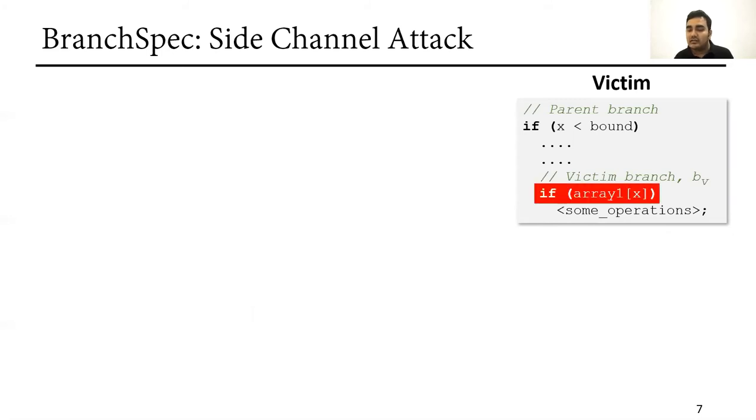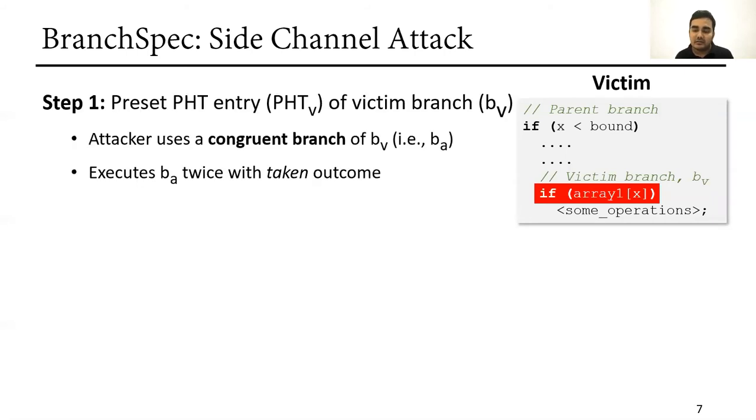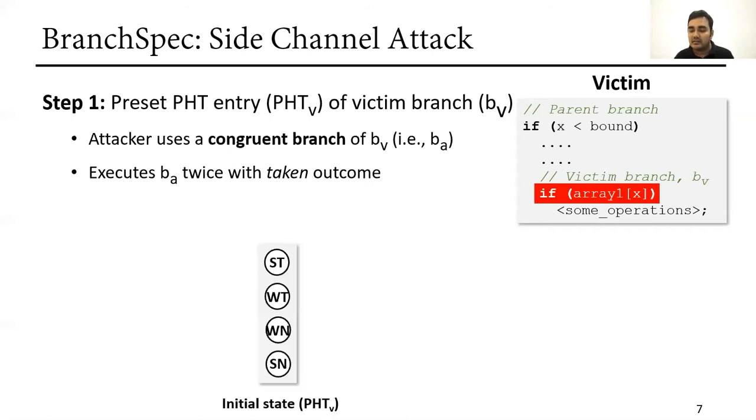Here, although array 1 in victim branch BV may not contain any secretive information, it may be tainted with unintended data since it is executed speculatively, specifically in this case using an out-of-bound memory load. In the first step, the attacker initializes the PST state of the victim branch to a predetermined state. The attacker uses a branch BA, which is congruent to BV, to initialize the PST state.